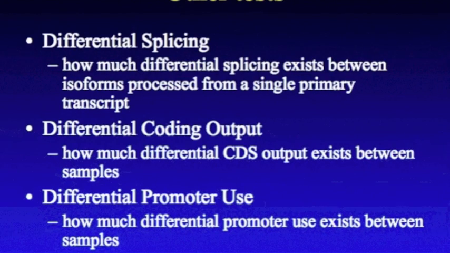Cuffdiff also outputs differential splicing, coding, and promoter use tests. Differential splicing gives you information on how much differential splicing exists between isoforms processed from a single primary transcript. Differential coding output tells you how much differential CDS exists between samples. This one is particularly useful if you're examining proteins since it measures output post-mRNA processing. Differential promoter use looks at the amount of overloading detected among its primary transcripts and compares that between samples.